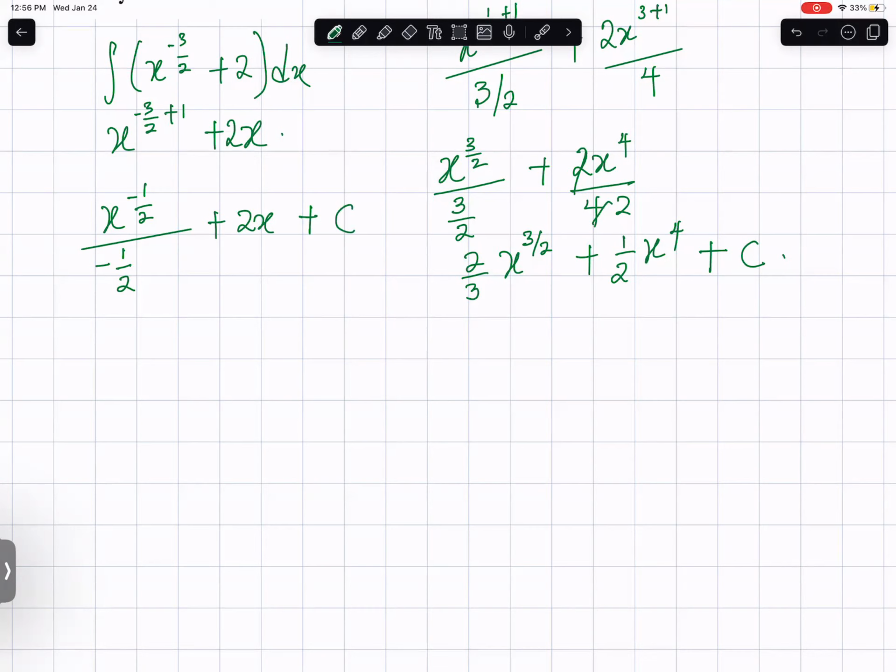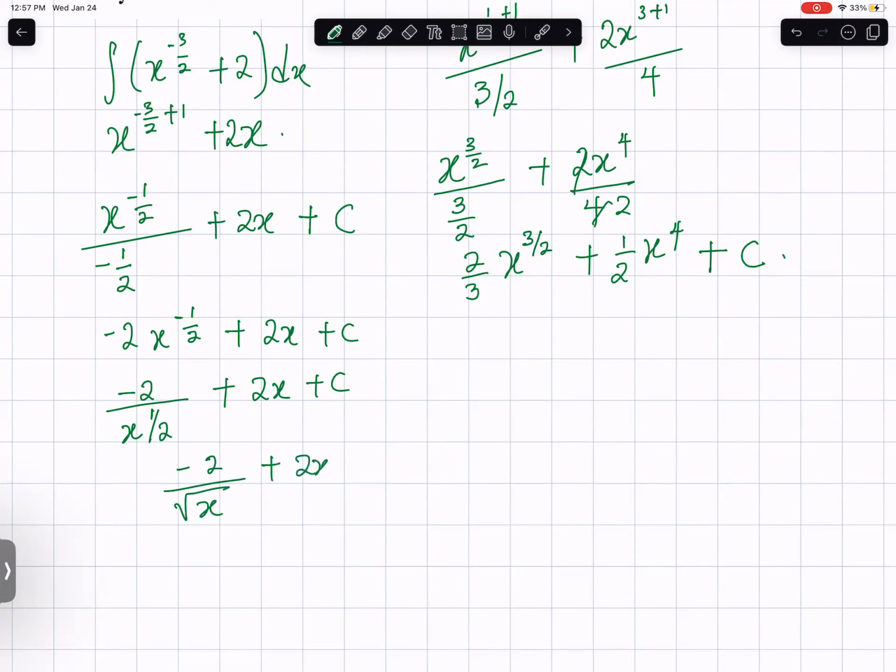So I have minus 2x to the power of minus half plus 2x plus c. This gives us minus 2 over x raised to the power of half plus 2x plus c. This can also be written as minus 2 over root x plus 2x plus c. So we have integrated this expression.